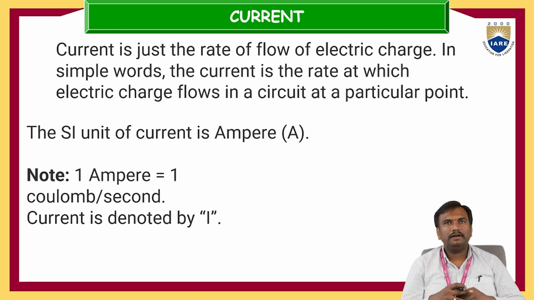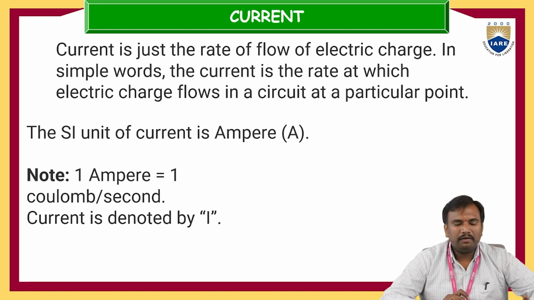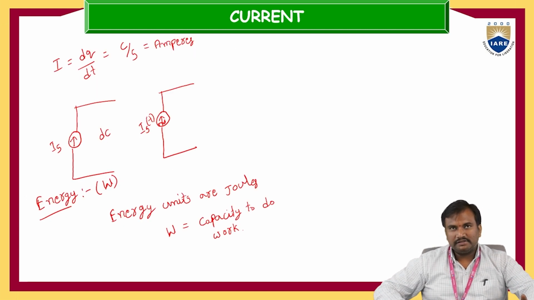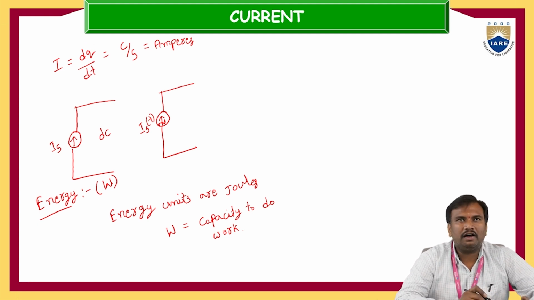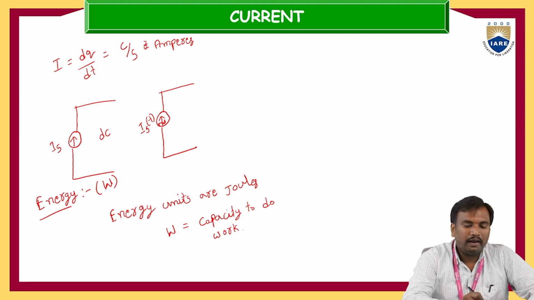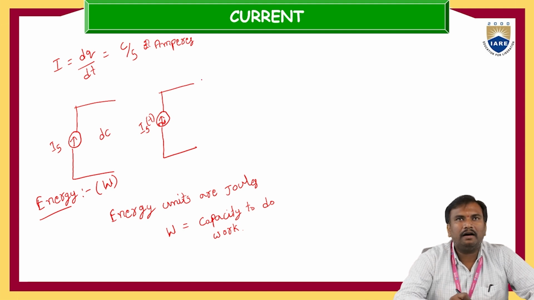In simple words, current is the rate at which the electric charge flows in a circuit at a particular point. That is, the current can be represented as I equals the rate of flow of charge carriers, which is nothing but dq by dt. So the units will be coulombs per second, or amperes.